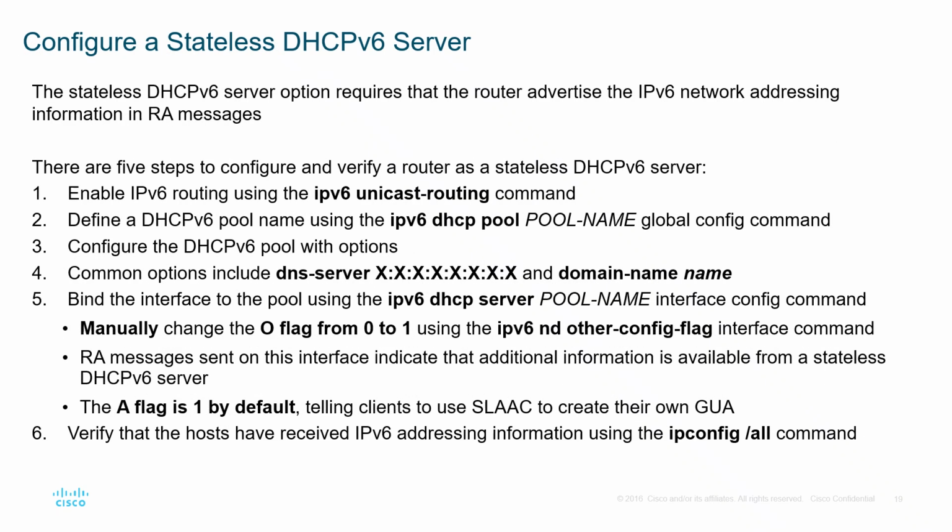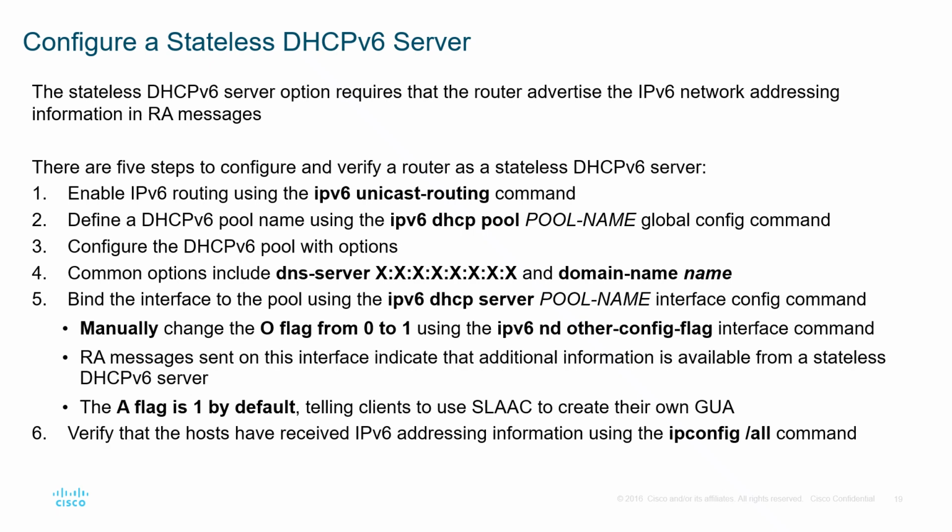So the stateless DHCP server option requires that the router advertise the IPv6 network addressing information in the RA message. There are 5 steps to configure and verify a router as a stateless DHCP server. First thing again, you enable unicast routing with the IPv6 unicast-routing command. Then you need to define your pool. A slight difference from IPv4, it's just ipv6 dhcp pool. And again, that pool name has to be precise.